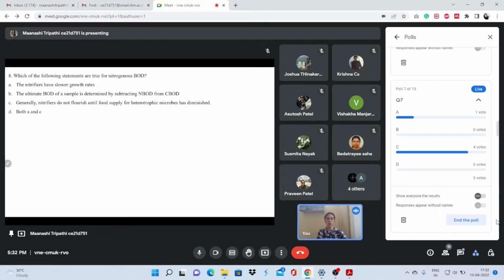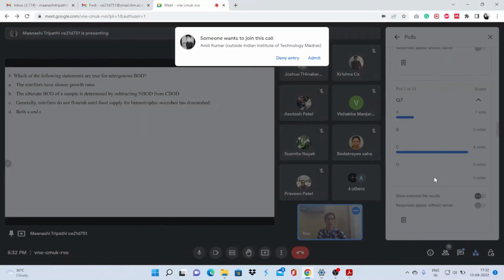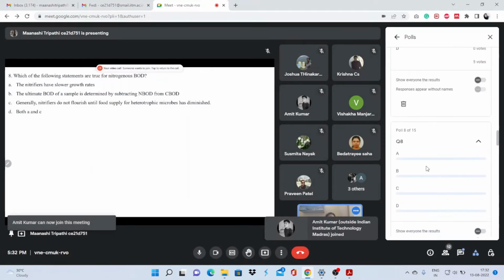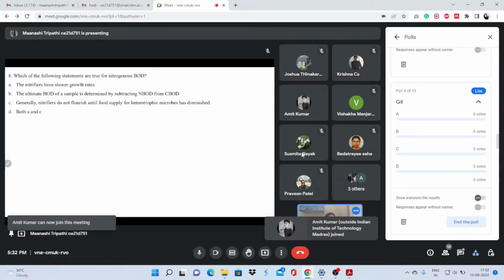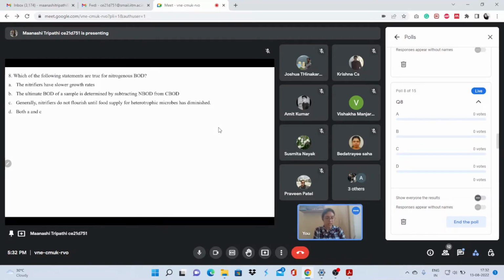This is now question number 8, and I am launching the poll for question number 8. I hope you can see the poll. Which of the following statements is true for nitrogenous BOD? So BOD is of two types. When we talk about total BOD or ultimate BOD, it comprises carbonaceous BOD plus nitrogenous BOD. So we are asking a question about the nitrogenous BOD.